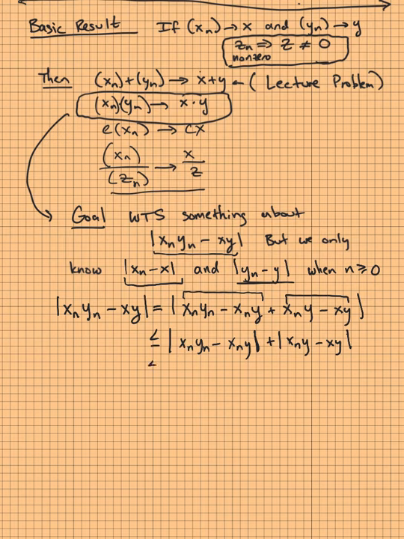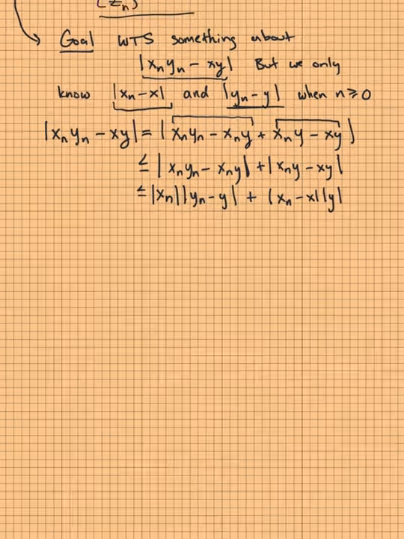And this is less than or equal to the absolute value of xn. So I have to take out the absolute value because xn might be negative, okay? Times |yn minus y| plus |xn minus x| times |y|. Okay, so now let's look at each of these terms, okay?